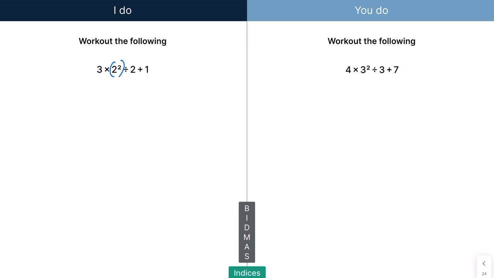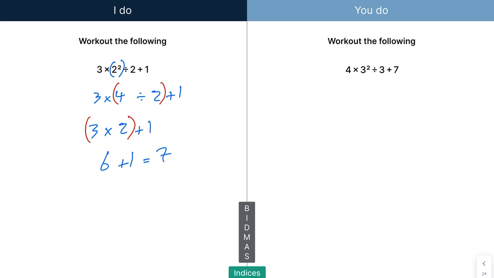So step 1, indices. So that is 3 times 4 divided by 2 plus 1. Step 2, so the division happens next. I'll use a different color. So 3 times 2 plus 1. Next step, the multiplication happens first. 6 plus 1, and there is your answer, 7.